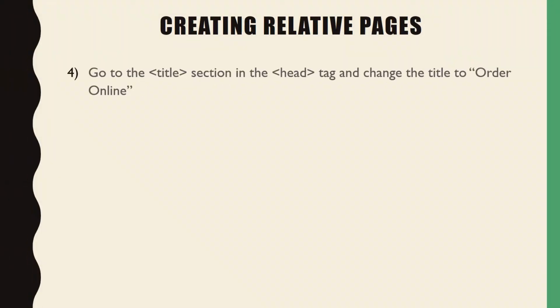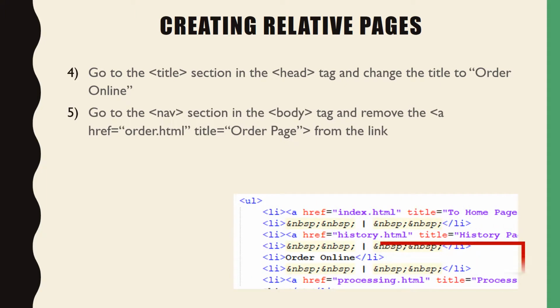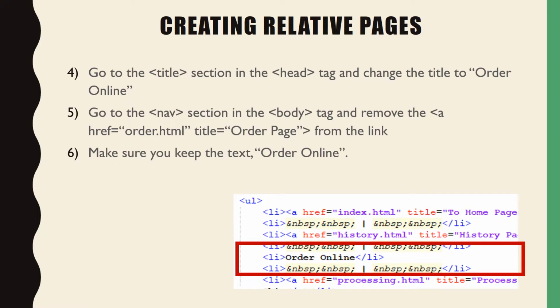Go to the title section in the head tag and change the title to Order Online. Go to the nav section in the body tag and remove the anchor, the href, and the title from the link. Make sure you keep the text Order Online, then delete the anchor tag. Resave the document.